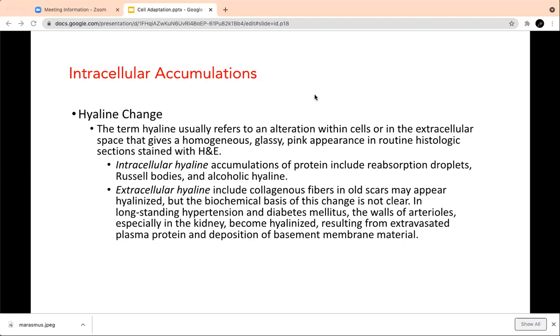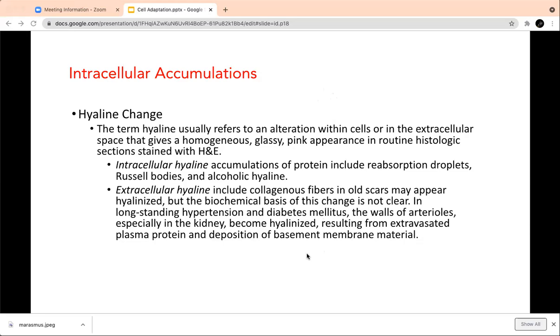Okay, so next intracellular accumulation is your hyaline change. Remember that the term hyaline usually refers to an alteration within cells or in extracellular space that gives a homogeneous, glassy pink appearance in routine histologic sections stained with hematoxylin and eosin.